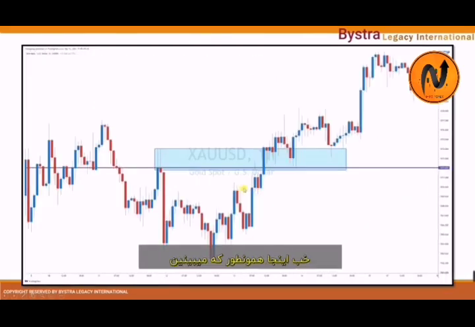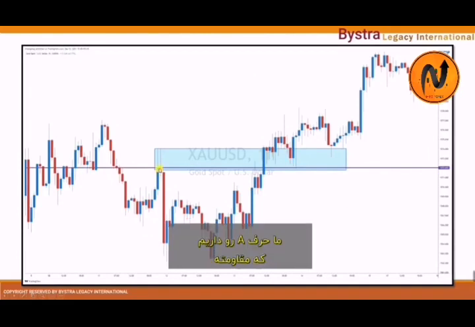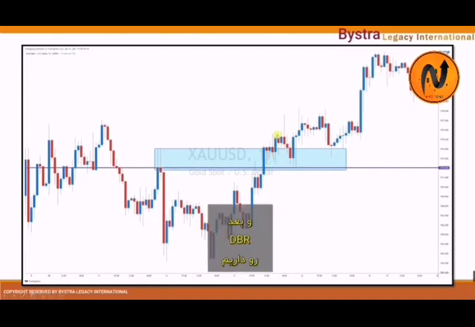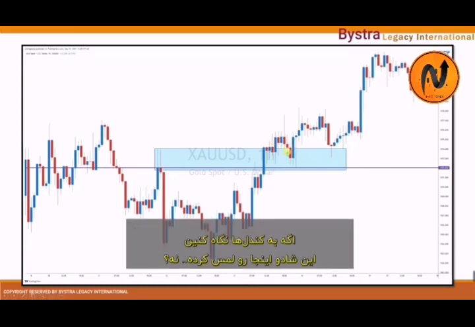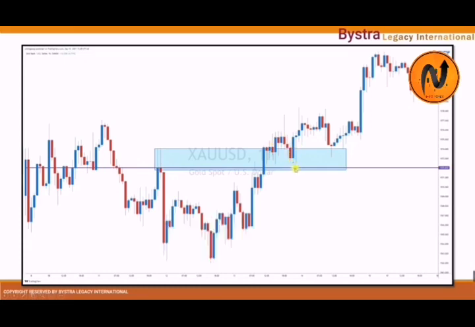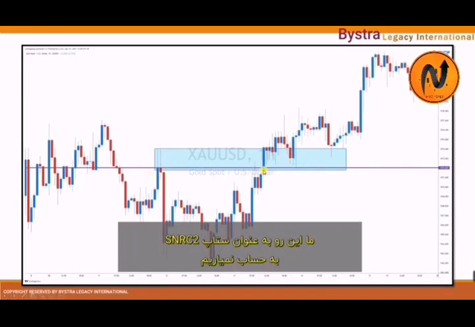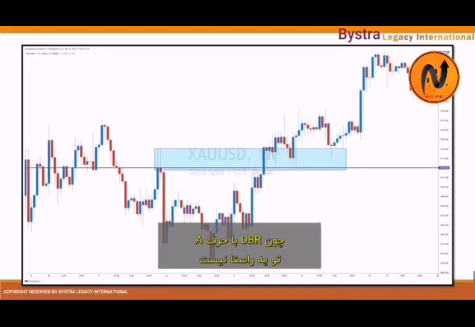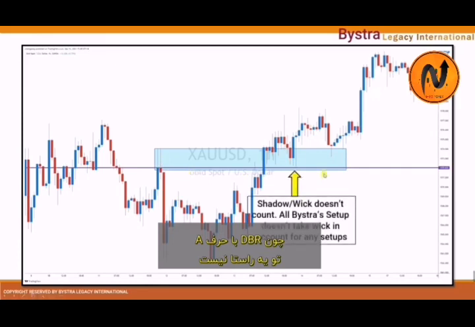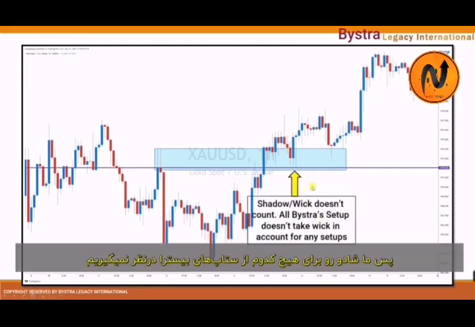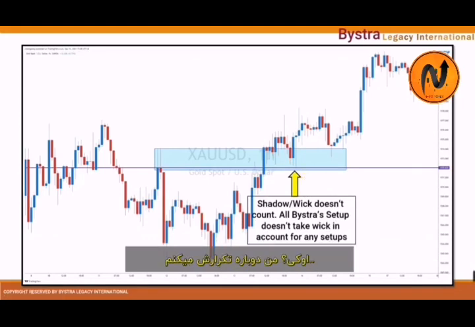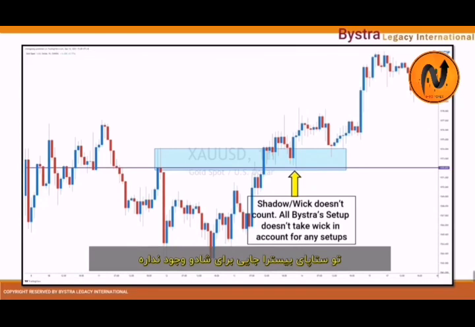So here, as you can see, we have the capital letter A, the resistance. Then we have the drop base rally. If you look at the candlestick, this wick touches here, isn't it? The drop base rally wick touches here. So this doesn't count as a good SNRC2, or we don't count this as SNRC2 because the drop base rally doesn't align with the capital letter A. Alright, so we do not take the wick for any Bijstra setup. Okay, I repeat this again. No wick in any Bijstra setup.